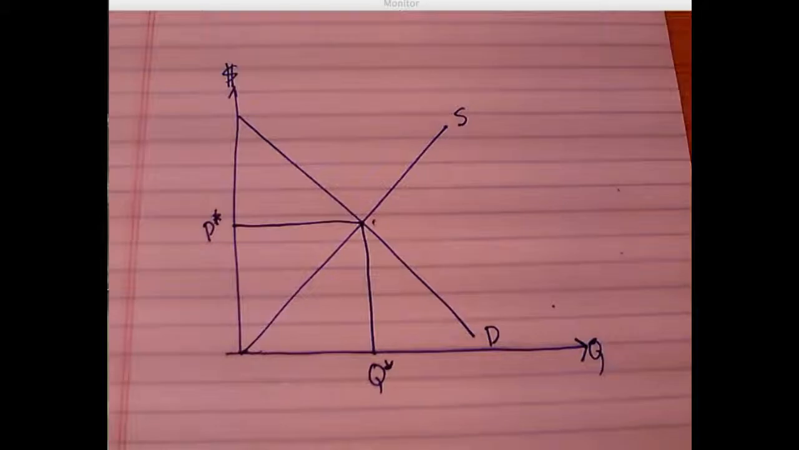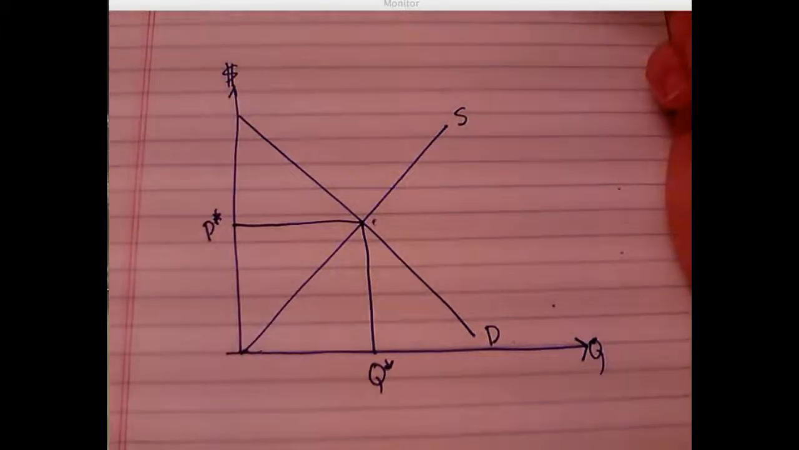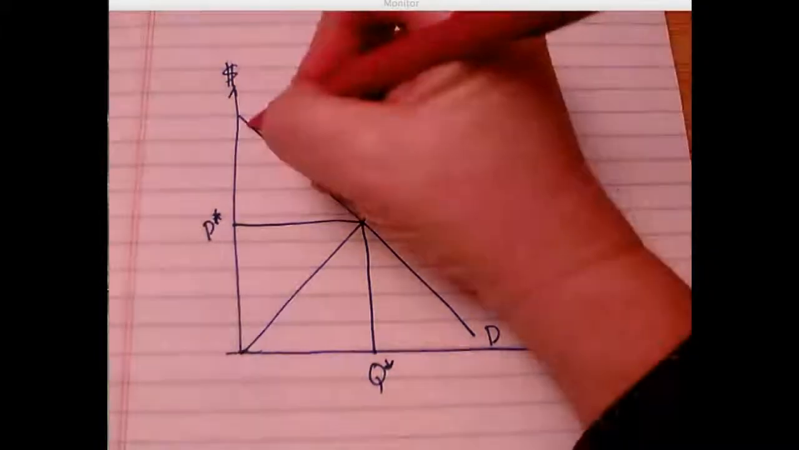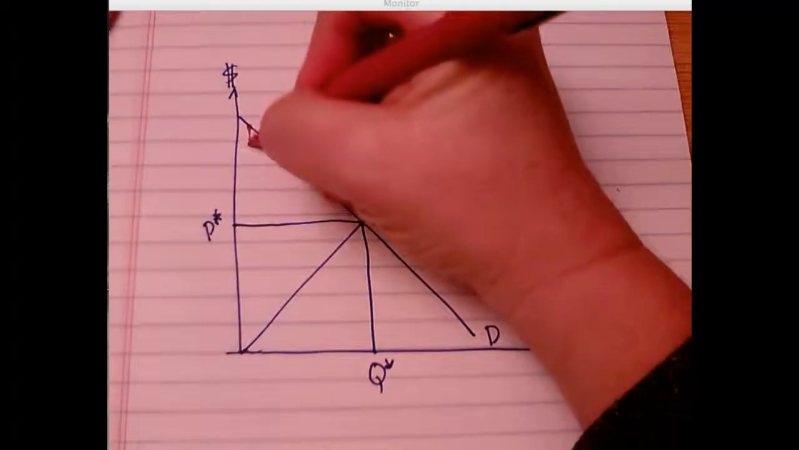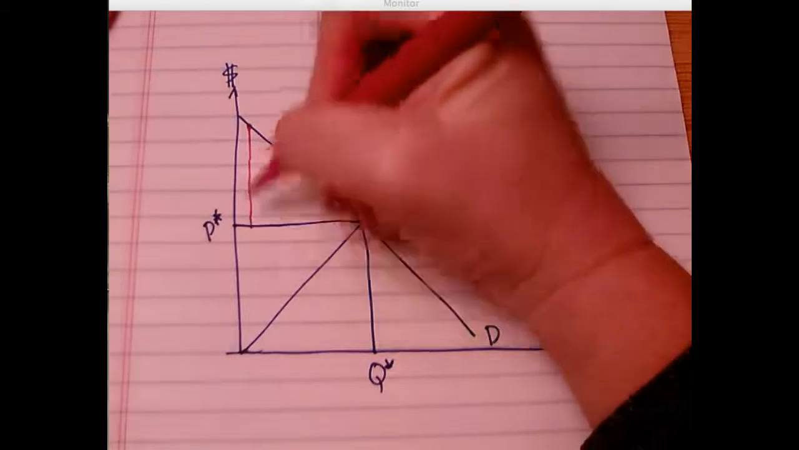Okay, so we want to think about how much surplus is created in this market. We'll start with consumer surplus. Consumers are going to get surplus when they receive a value from consumption that exceeds the price that they pay. So remember that every point on this demand curve represents a value for a particular customer and a particular unit of the good that they bought.